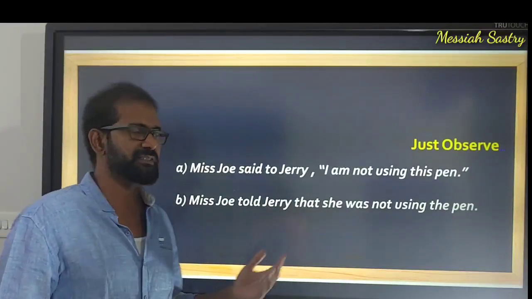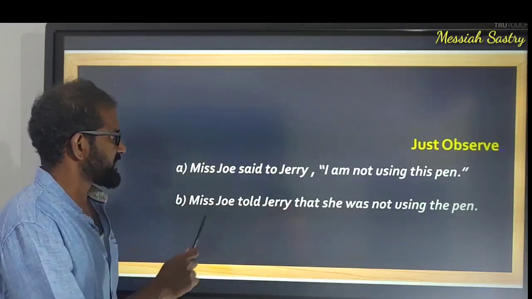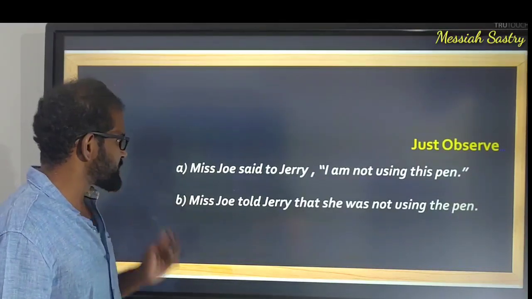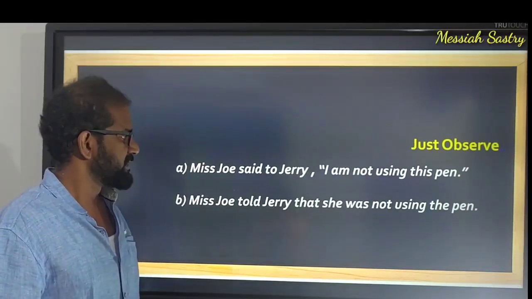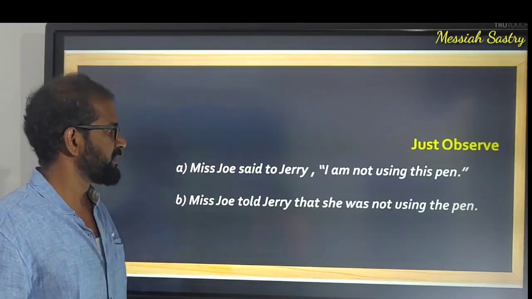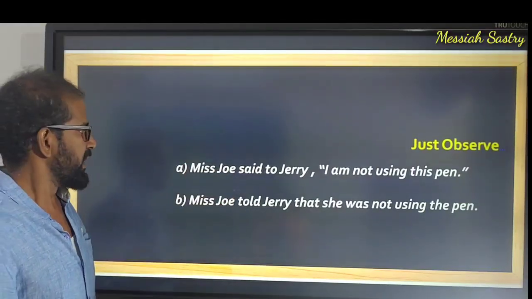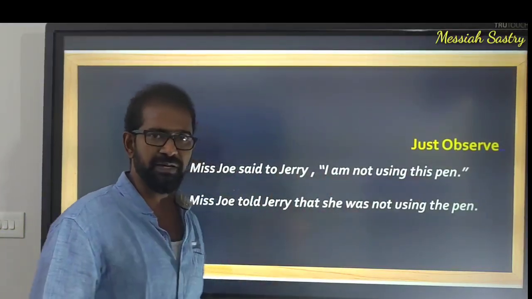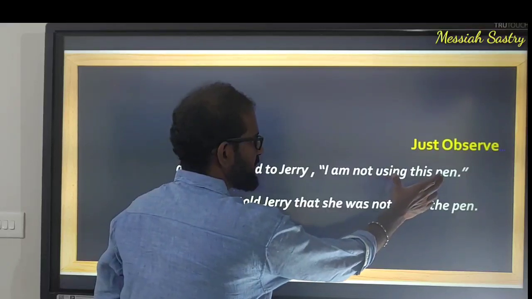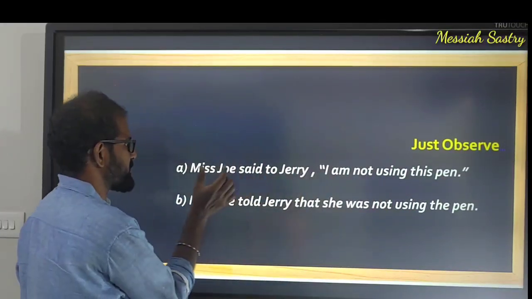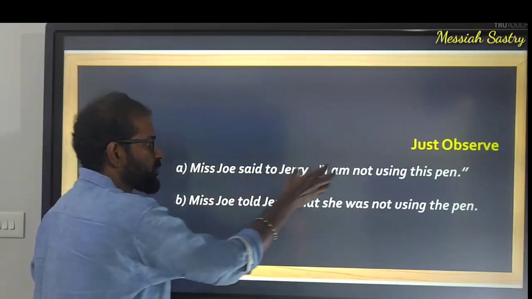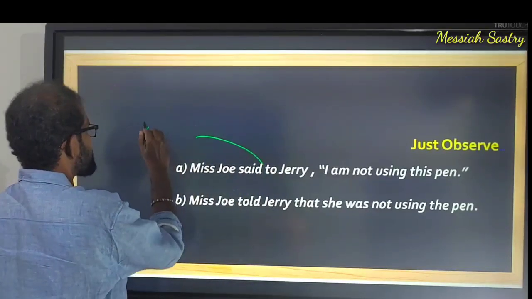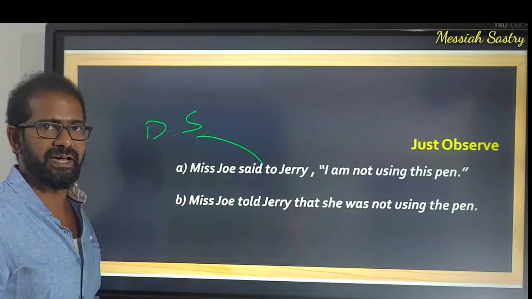Just observe the sentences on the board. Miss Jo said to Jerry, "I am not using this pen." Miss Jo told Jerry that she was not using the pen. Here are two sentences. If you look at the first one, "I am not using this pen" are the exact words of the speaker, Miss Jo. So as they are quoted exact words of the speaker, we call it direct speech.